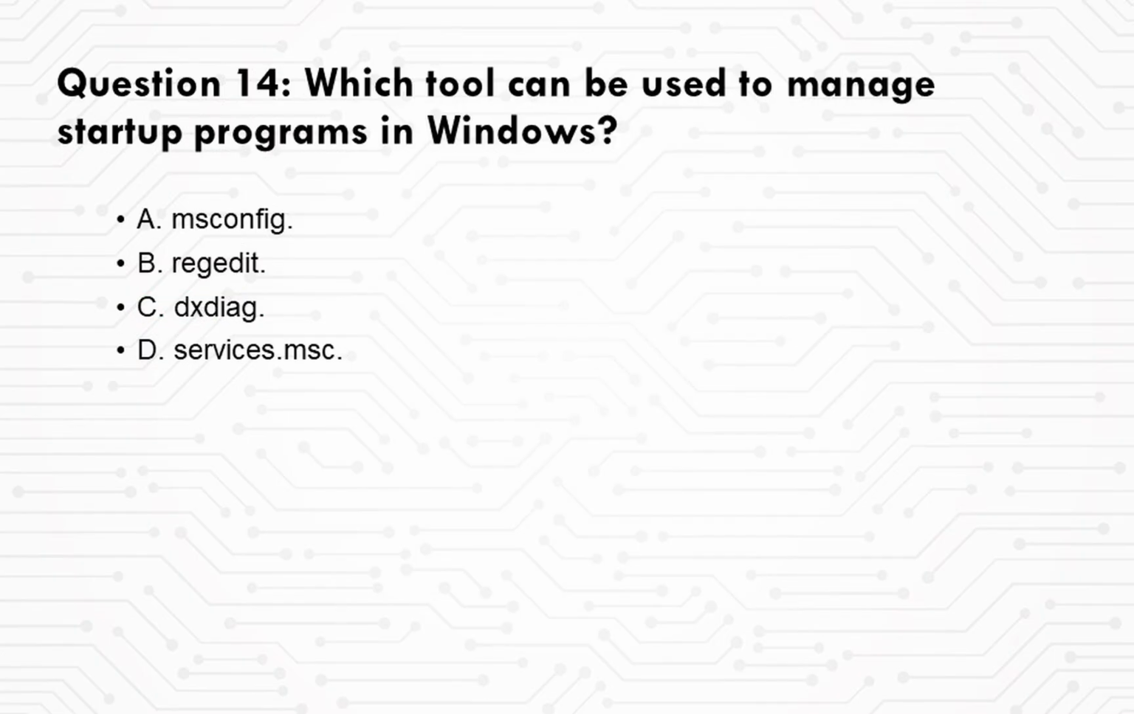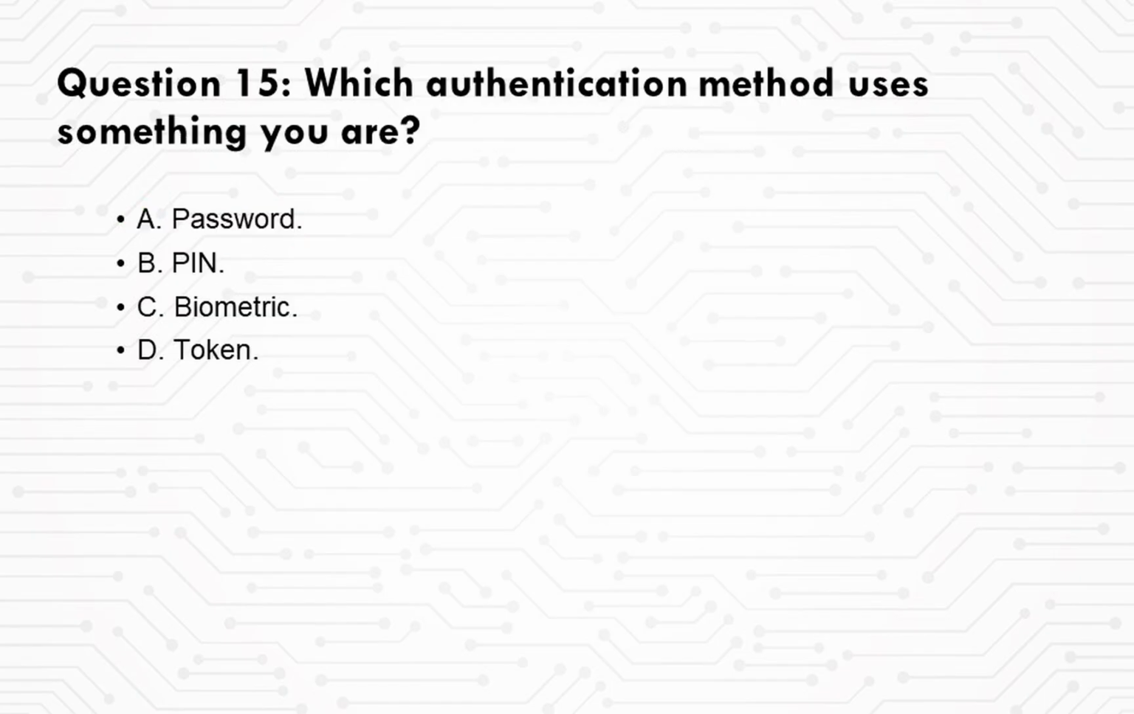Question 14. Which tool can be used to manage startup programs in Windows? A. msconfig. B. regedit. C. dxdiag. D. services.msc. Answer: A. msconfig allows management of startup processes, though Task Manager is the modern equivalent. CompTIA still tests msconfig.